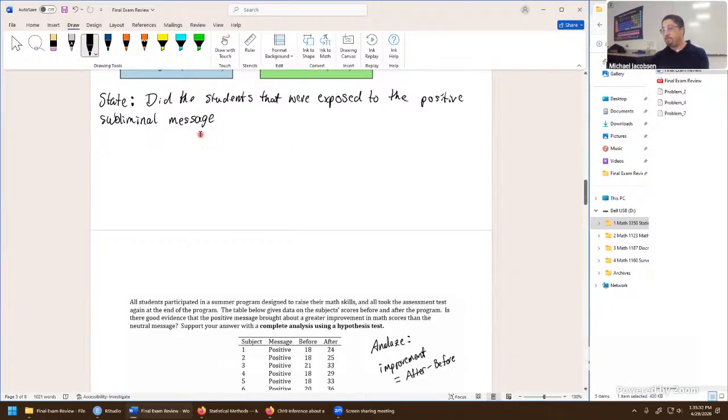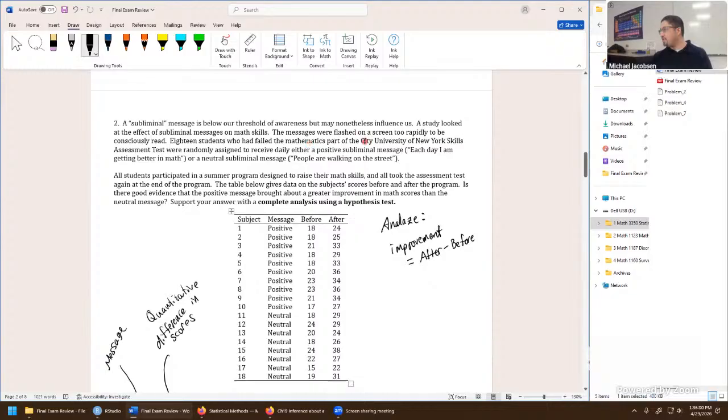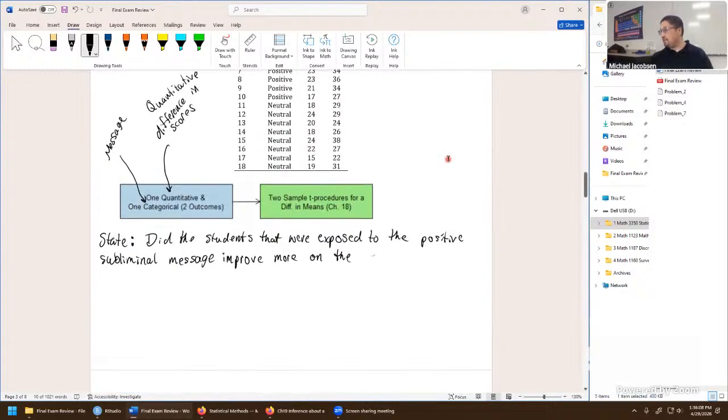Or, when you think about it, if you join the Zoom session, there's a subliminal message there. The password is "math is fun." So that was an unintentional subliminal message, but it was positive. So no harm done there. So did students that were exposed to the positive subliminal message improve more on the math assessment? This is the New York State math assessment, but I'm going to just abbreviate this whole thing to math assessment. I'll leave the context fully defined up here in the body of the problem.